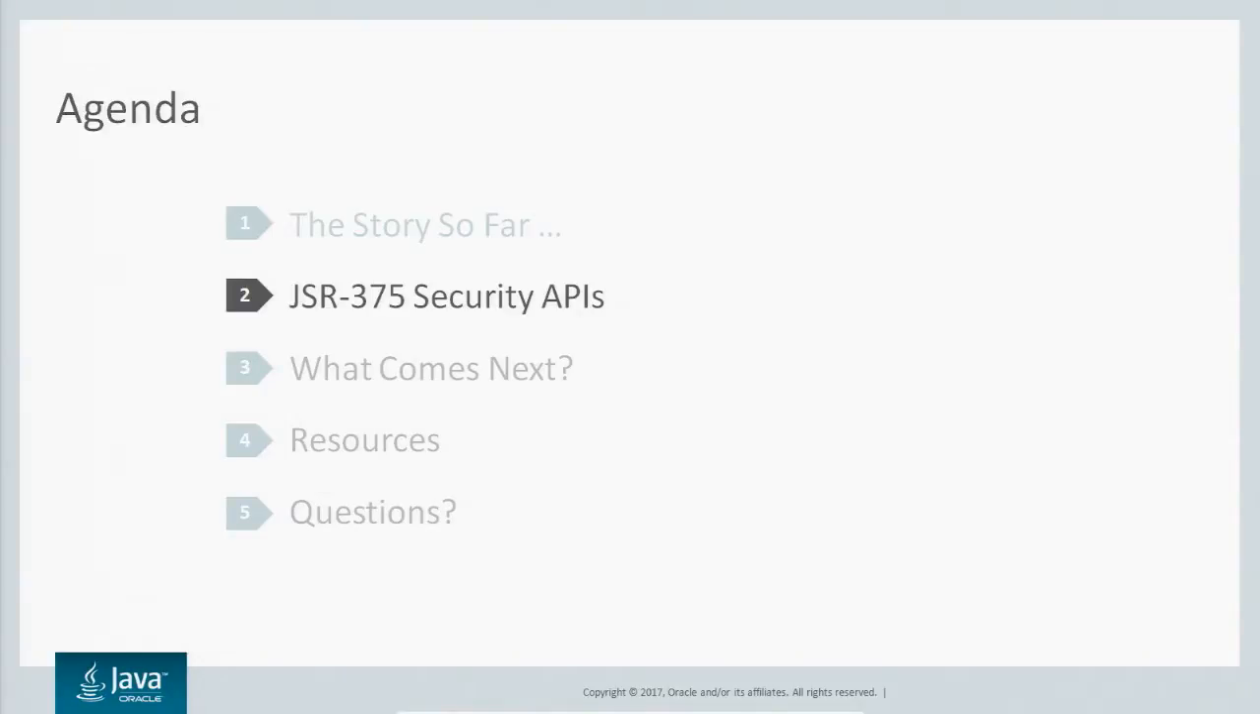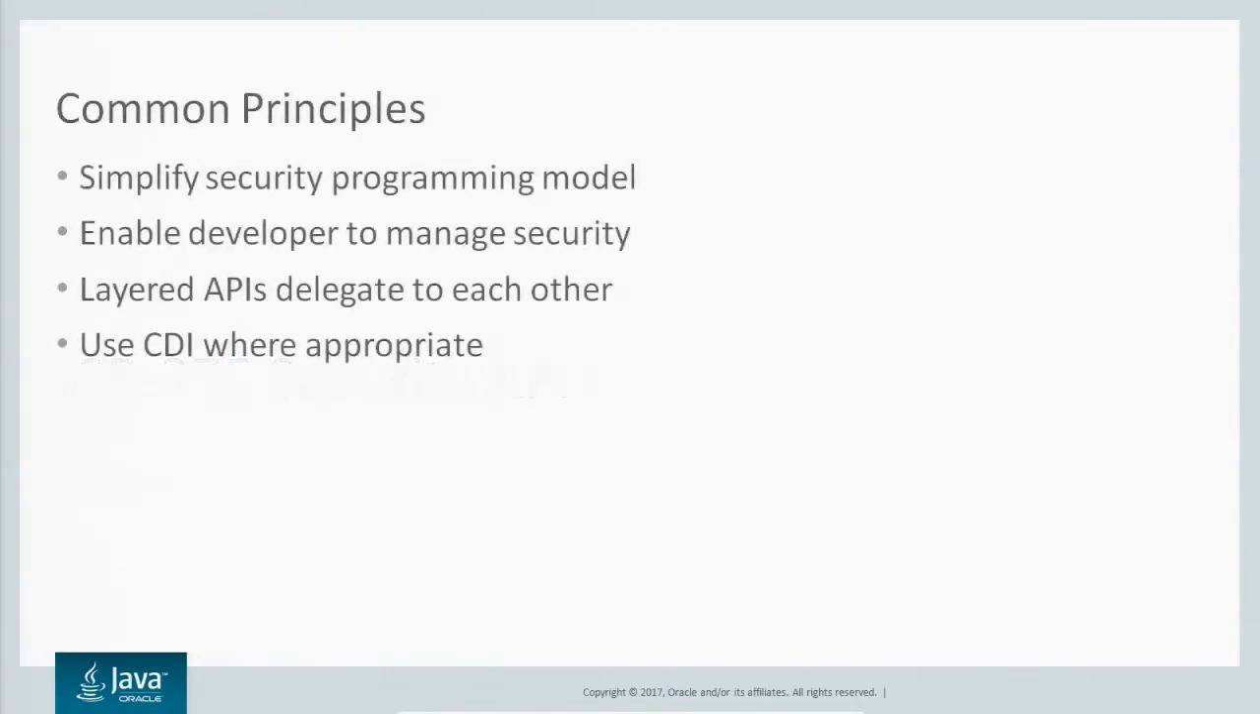So, what's in the JSR? There were some common principles that we were trying to adhere to. The idea generally is to simplify things, enable developers to manage security, have the APIs work together so that one might delegate to another and they're composable where appropriate, and use CDI and annotations.